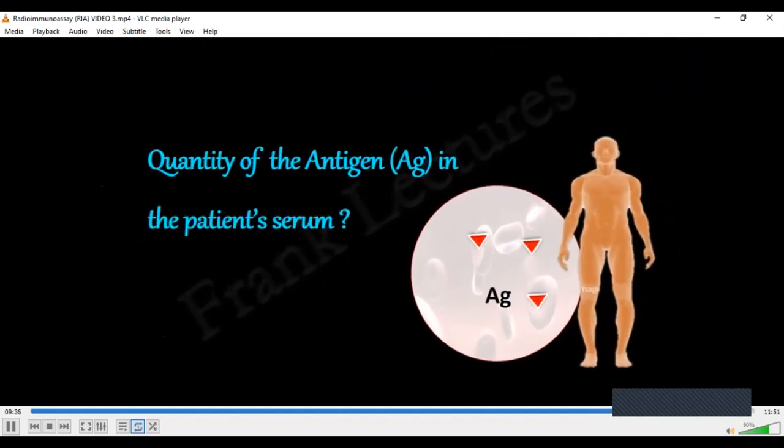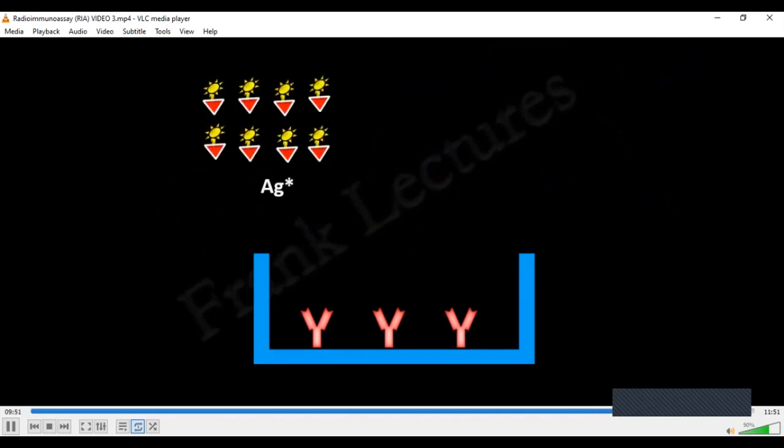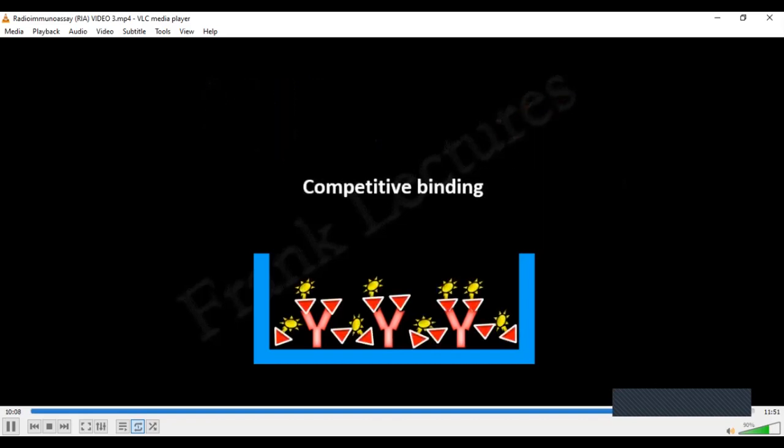Let's now quantitate the antigen in the patient's serum. We will take the same quantity of immobilized antibodies in a microtiter well, as we used in the standard curve. To this well, we will add a fixed amount of radio-labeled antigen. Again, this amount is the same as we used in the standard curve. And along with this, we will add a suspension of the patient's serum. The antigens present in the patient's serum will compete with radio-labeled antigens for antigen binding sites in the well.